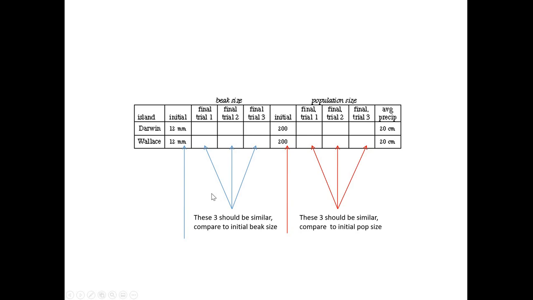You'd expect that in the different trials between each island the values will be pretty similar. You're not going to be comparing these values so much to each other, as you're going to be comparing the finals to the initial beak size.